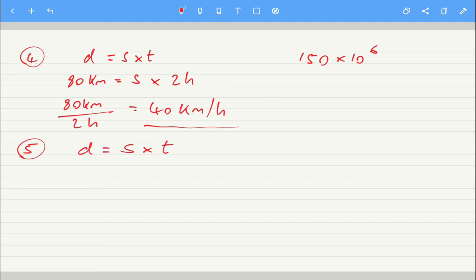And to do that, I'll do the buttons. So you would press 150. And then the times 10 to the power button is normally at the bottom. So on a Casio calculator, it's at the bottom and it says times 10 to the power of x. So you would say 150 times 10 to the power of, and then you just press 6. So that's how you key that in.